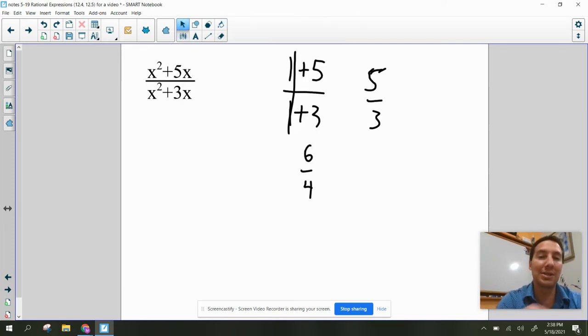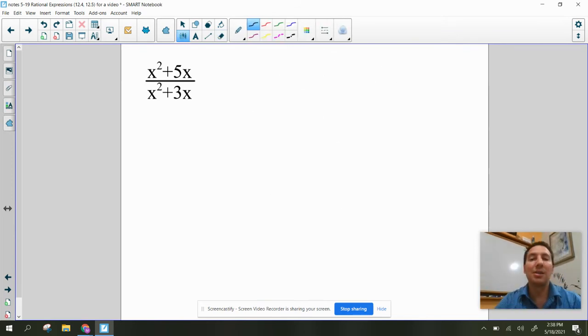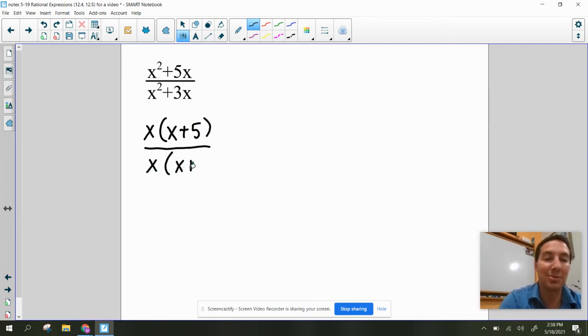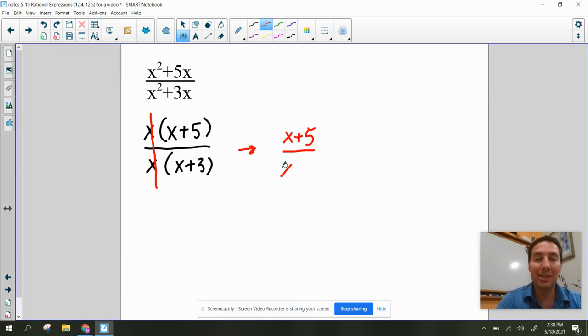Instead, what you're going to do is, sorry about that, let me get rid of the wrong work, is you want to factor. The key to all of this is factor first. So I'm going to factor the top, x times x plus 5, just undistribute that x. I'm going to factor the bottom, x times x plus 3. And now that you're multiplying, now that you've written this as factors, you can cancel things out. So I can cancel out the x over the x, and this turns into x plus 5 over x plus 3.